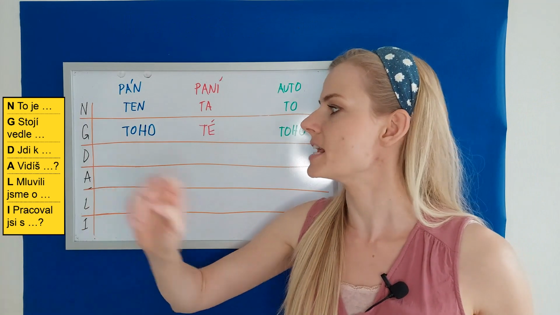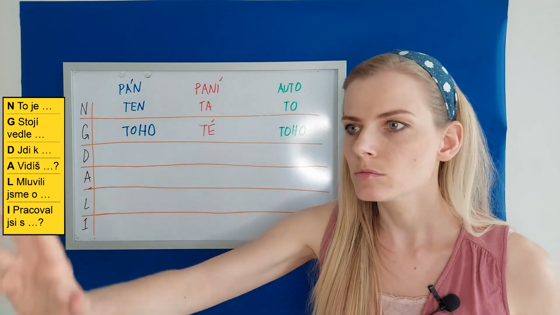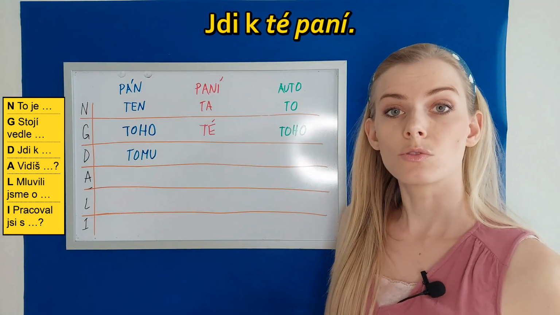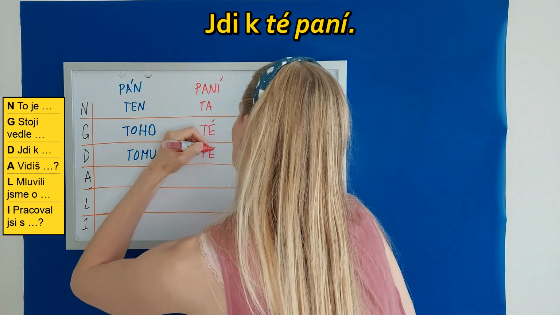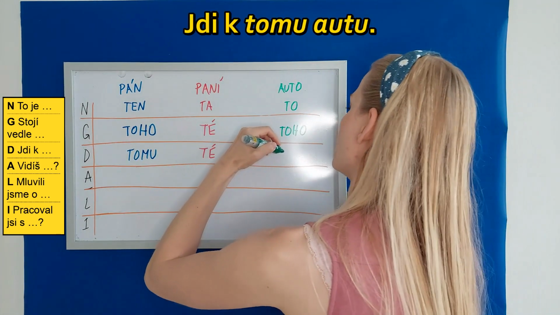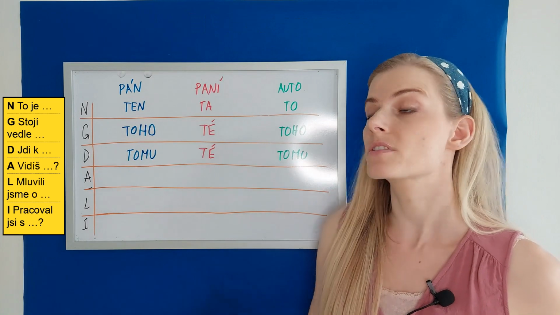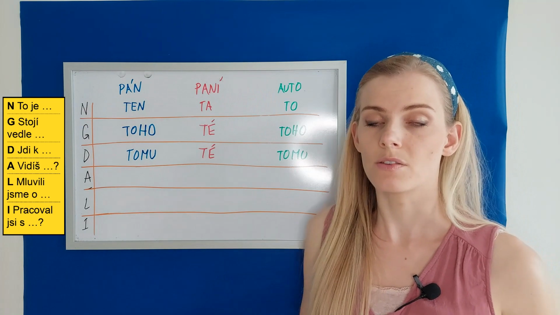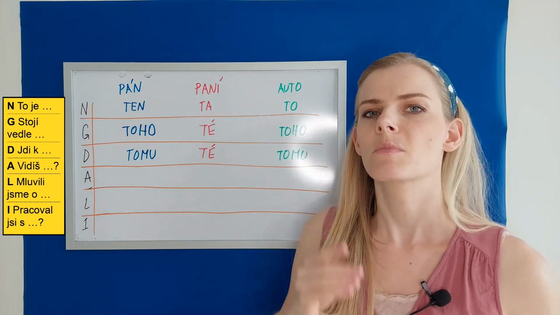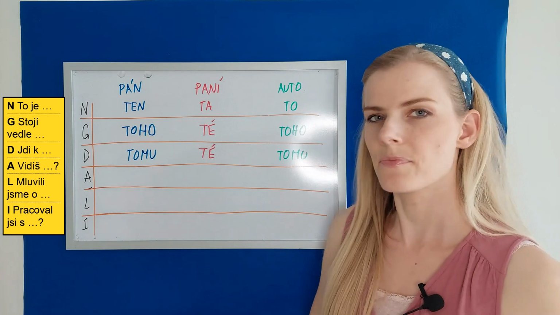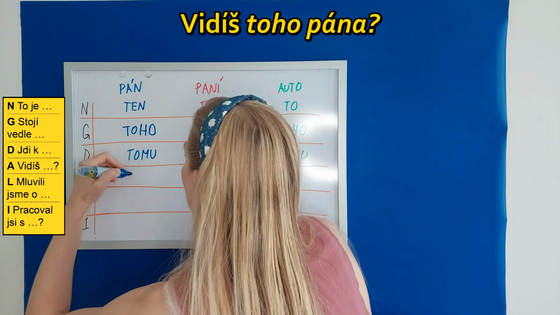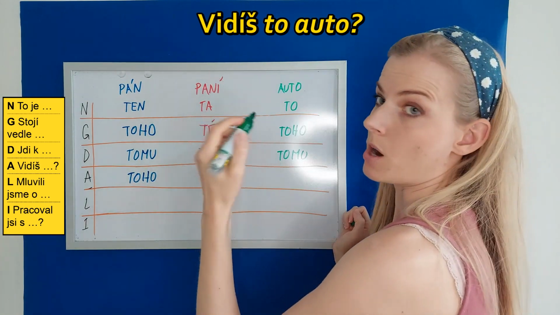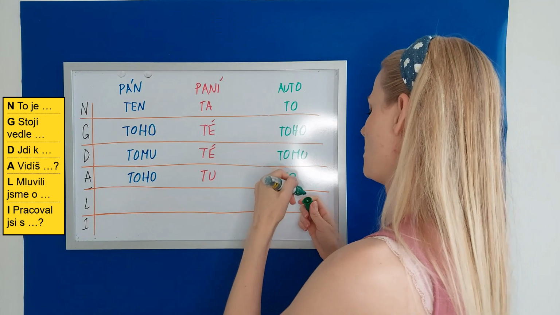Okay, let's do the dative case. For example, jdi k, go to, jdi k tomu pánovi, go to that man. Go to that lady. Jdi k té paní. The same. A jdi k tomu autu. Clear? I am not focusing on the forms of these three words, but on the demonstrative pronouns. The accusative case, we are asking, vidíš toho pána? Can you see that man? Vidíš toho pána? The same form. Vidíš tu paní? Vidíš to auto? This one stays the same as the nominative case.